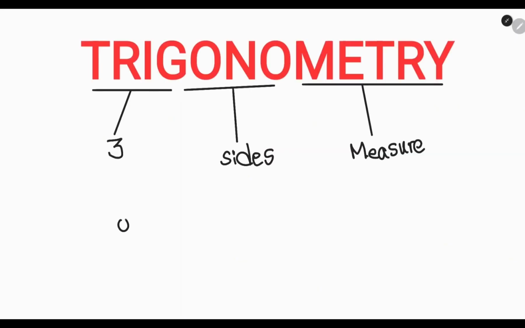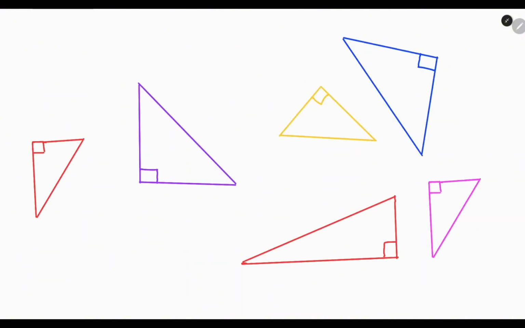So in this chapter we will use a lot of Greek words or symbols like theta, alpha, beta, gamma. So get used to them. The triangles will be right angle triangles which come in all shapes and sizes.